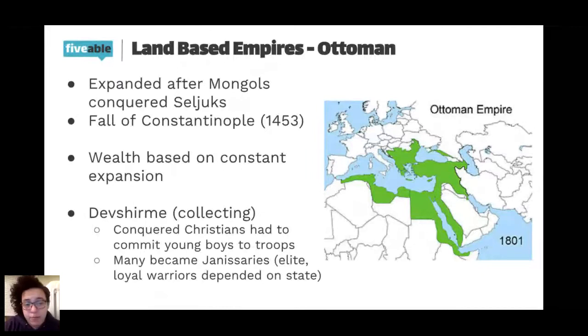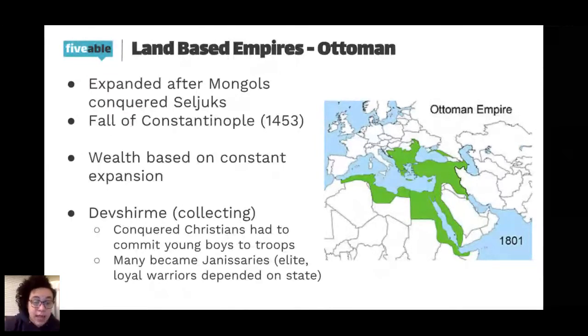One important term to know from them is the devshirme. Anyone know how to pronounce that? This is one of those AP World terms that I'm always like, how do you say that one? So basically what they would do is the Christians that they conquered in this region had to essentially send their young boys to become part of the Ottoman troops. So they would give them up. And those boys would now be dependent on the state, right? They're tied to the state. They're committed to working for them.